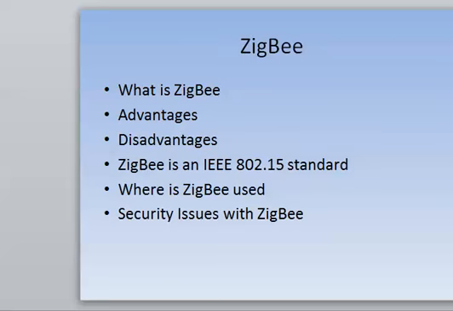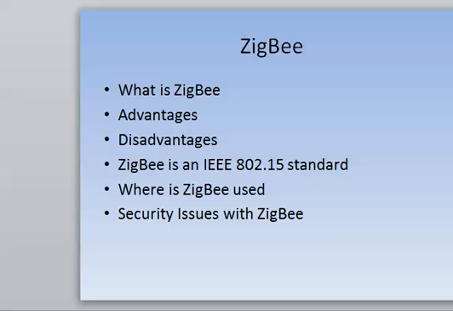With my slides, I'm going to cover what ZigBee is and how it's used, what the meaning of ZigBee is, and I'm going to talk about its advantages and disadvantages. I'm also going to talk about how ZigBee is in the IEEE 802.15 standard, and where ZigBee is used the most. And I'm going to conclude with some of the security issues that ZigBee faced.